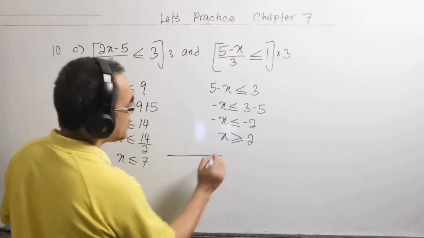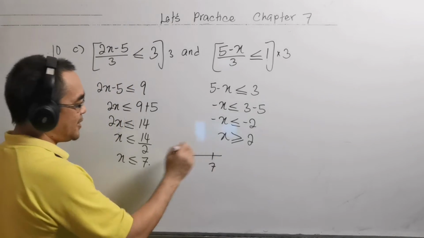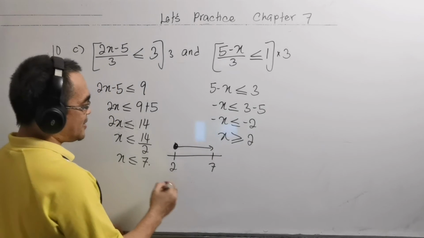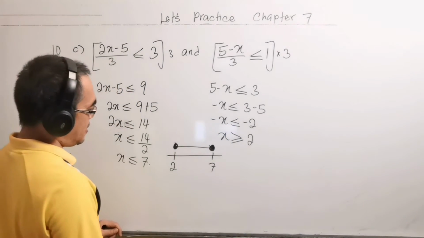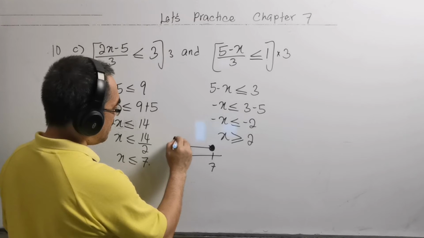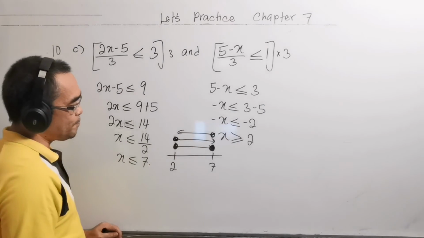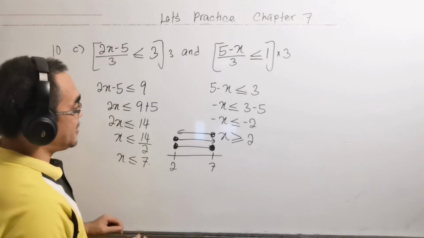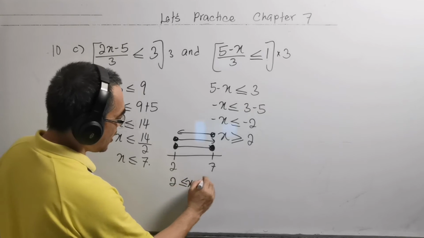So you have here larger than 2, and 7 here. Larger than 2 means that you blacken here and then go to the other side. Less than 7 means you blacken here, between these two values. So it could be drawn like this to the other side. These are the options that you can draw on a number line. In this case, x is between 2 and 7.